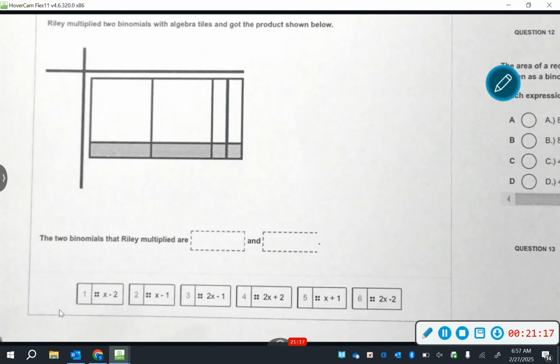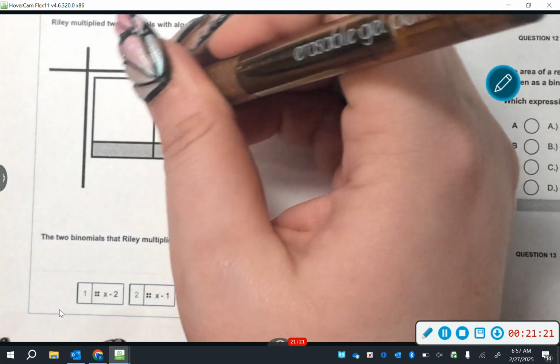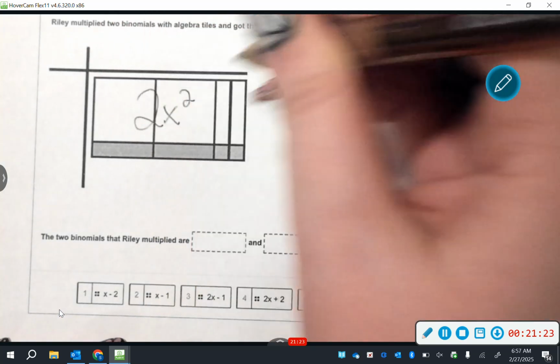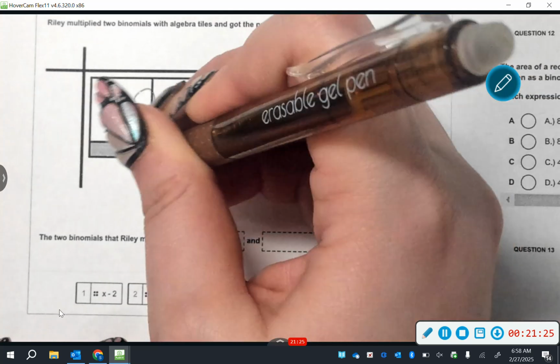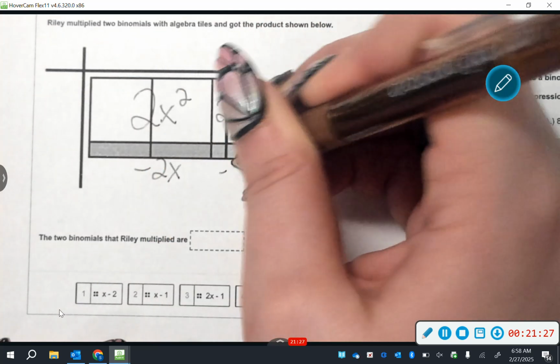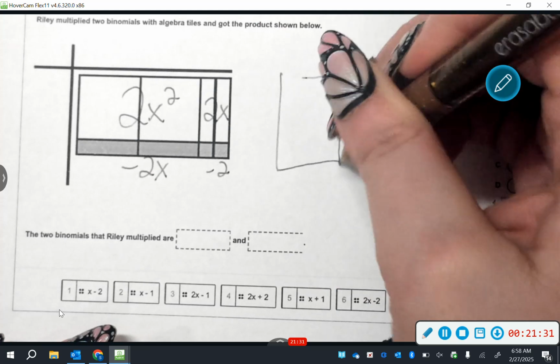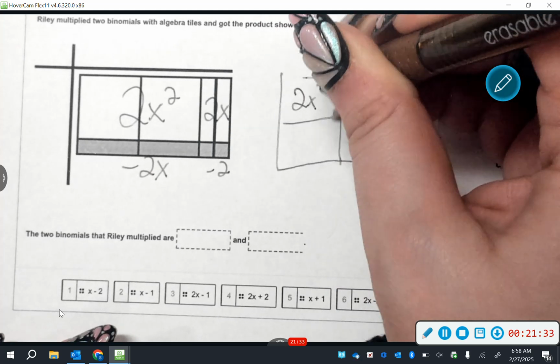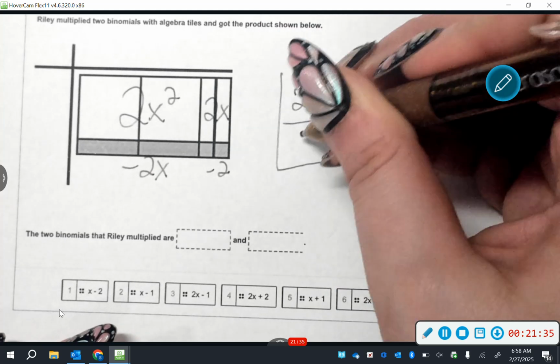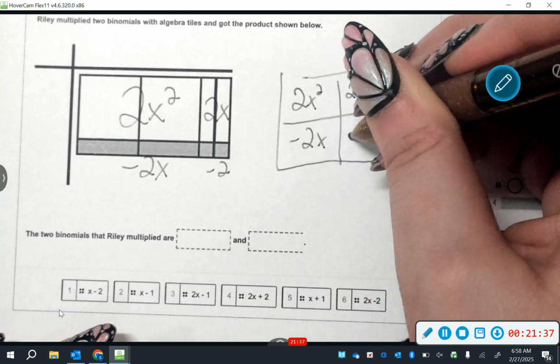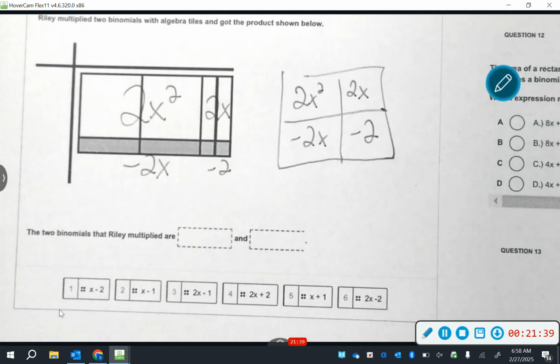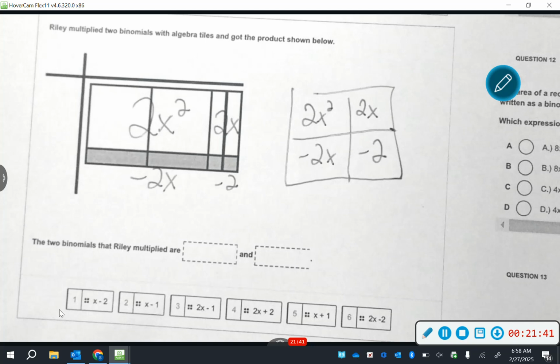Riley multiplied 2 binomials with algebra tiles and got the product shown below. So we have 2x squared, we have a 2x here, a negative 2x here, and a negative 2. I'm going to change that into a box. We got 2x squared, we got positive 2x, negative 2x, we got minus 2. We're trying to figure out what our factors are.